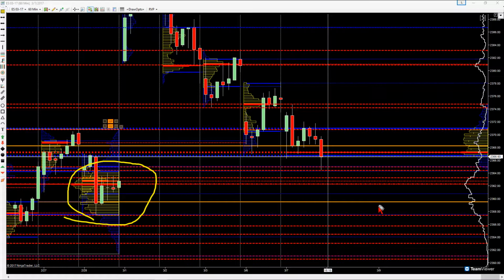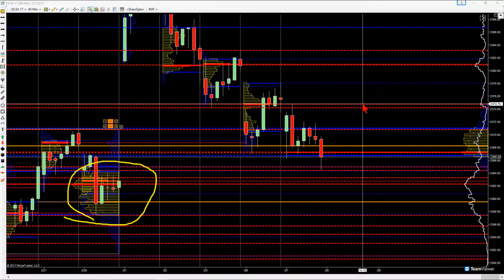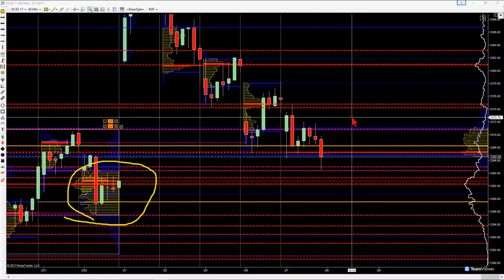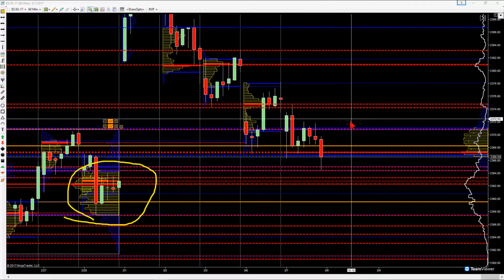Okay. On the other hand, we're also going to be looking towards the top side for movement up to this VPOC 2374 3/4 and this swing 2374 1/4. Also yesterday's high. So we're going to look at this area also as a potential point of resistance.